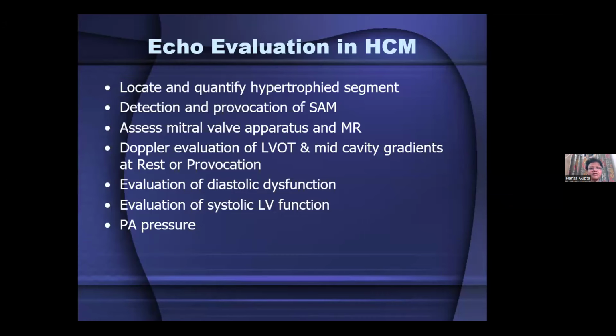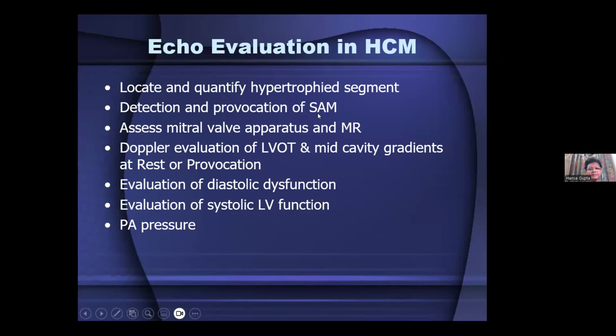Now, these are a few things about how you should progress your echo examination in a case of hypertrophic cardiomyopathy. Locate and quantify the hypertrophic segment. As I said, it is not necessary that it will be concentric or symmetrical everywhere. So even if you see any segment more than 15 millimeters thick, you must locate and quantify it.